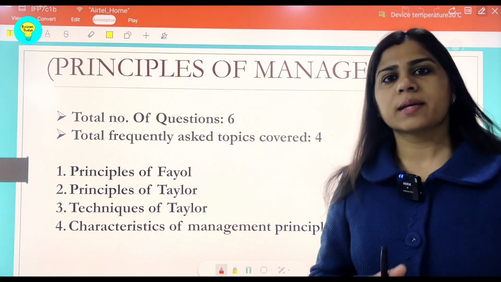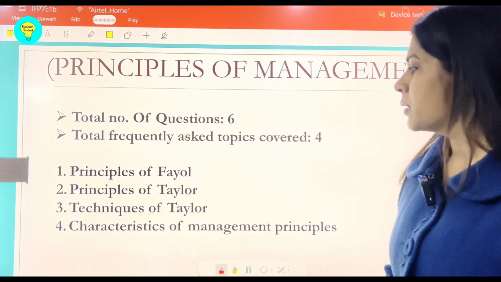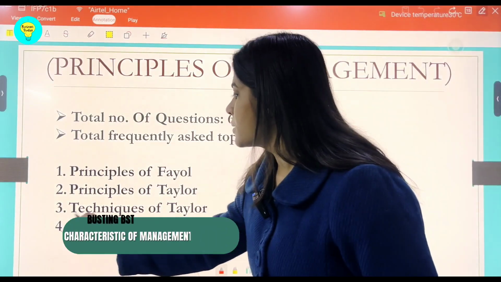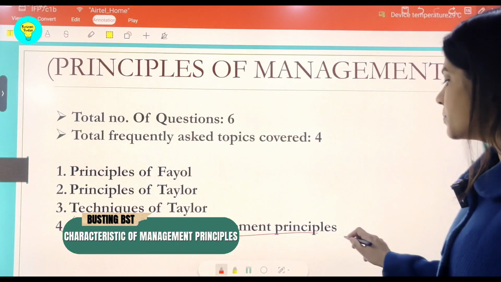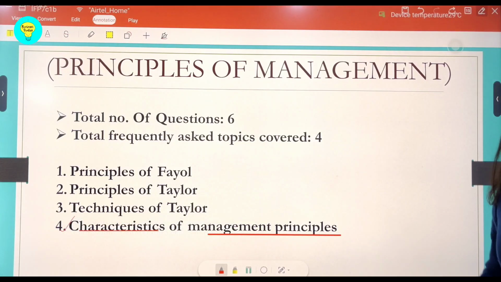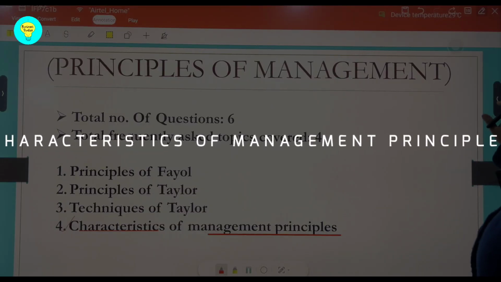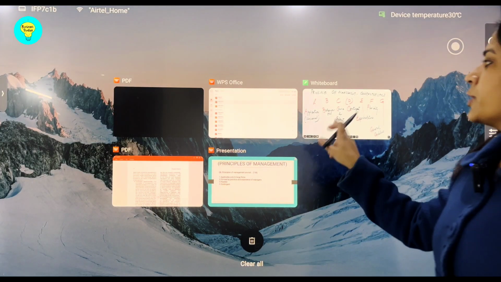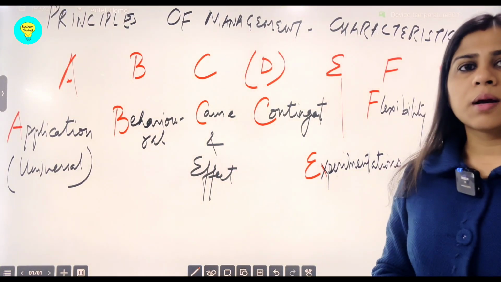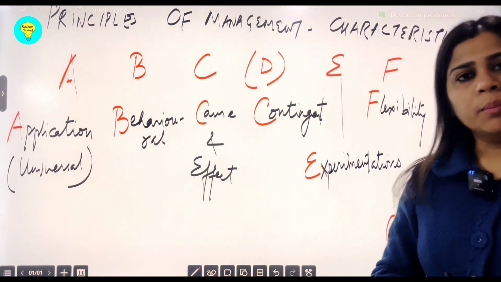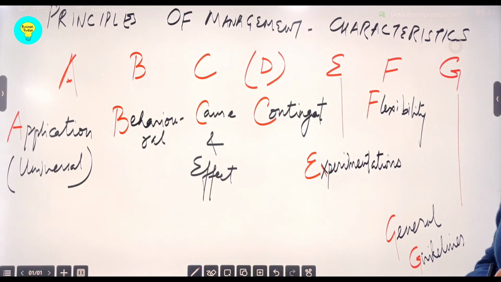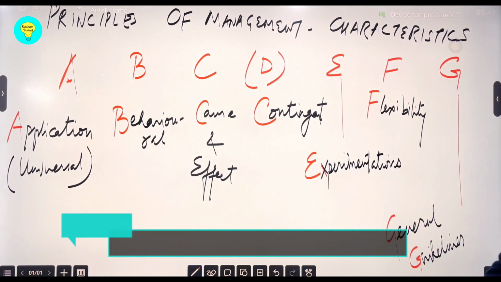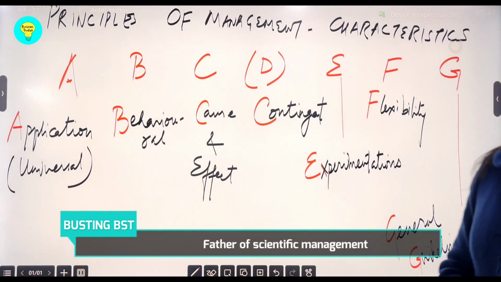Dear learners, let us end this chapter with the last topic called Characteristics of Management Principles. Although this topic has come only as a one marker in the past few years, why not remember it when you can just command it in a minute? So let us see how the principles of management and their characteristics are.